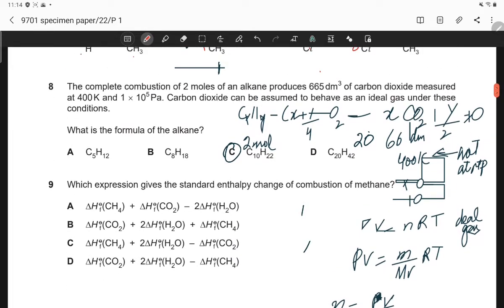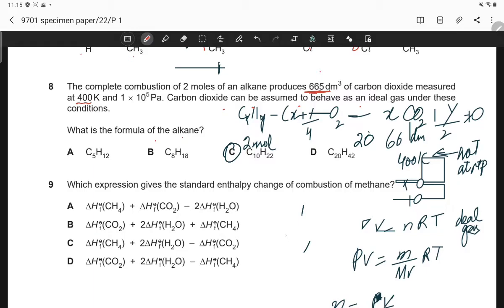So the next question is: the complete combustion of 2 moles of an alkane produces 665 dm cube of carbon dioxide measured at 400 Kelvin and 1 into 10 raised to 5 Pascal. Carbon dioxide can be assumed to behave as an ideal gas under these conditions. What is the formula of the alkane? C5H8... So this is 400 Kelvin. It means this reaction is not carried out at room temperature and pressure.